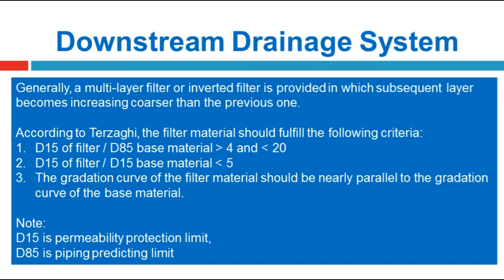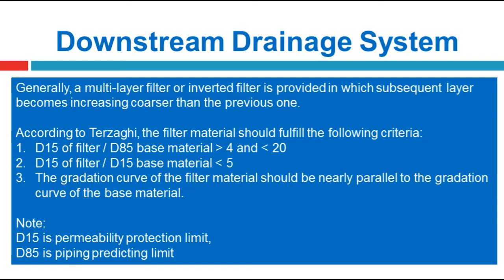Downstream side drainage system. Generally, a multi-layer filter or inverted filter is provided, in which each subsequent layer becomes increasingly coarser than the previous one. According to Terzaghi, the filter material should fulfill the following criteria. D15 of the filter divided by D85 of the base material, the ratio of D15 to D85, which are material parameters from the grain size distribution we already studied in soil mechanics, is greater than 4 and not greater than 20, but less than 20.